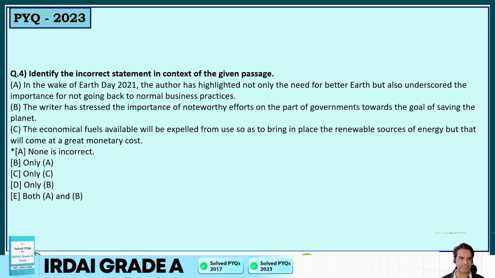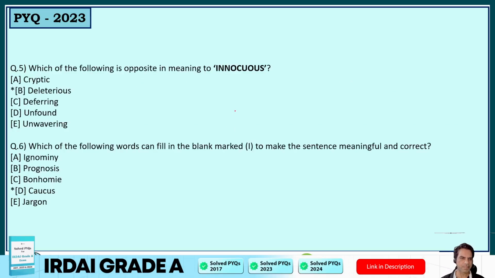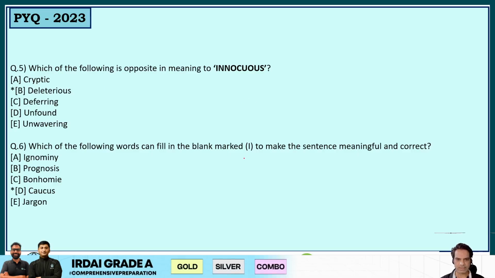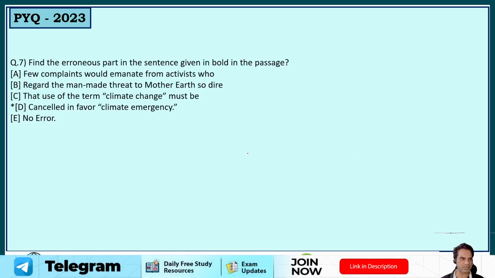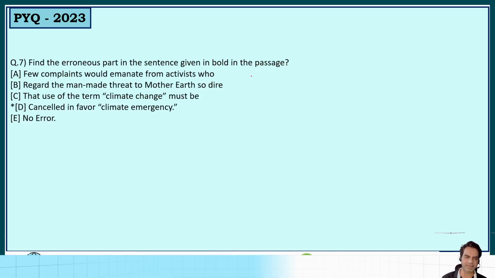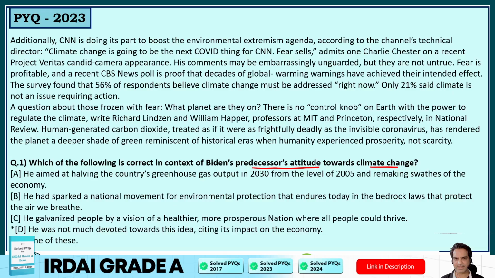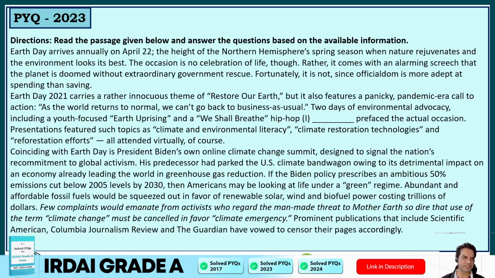Then identify the incorrect statement in the given context of the passage. We will read it later on. Then we have to find the antonym of the word innocuous. And then we have to find the word which can fill the blank marked in the passage. And then we have to find the erroneous part in the bold sentence in the passage. So we'll read the passage and we'll solve it. This is, I think, about global warming, carbon dioxide and all that. Right. So let's read the passage guys.